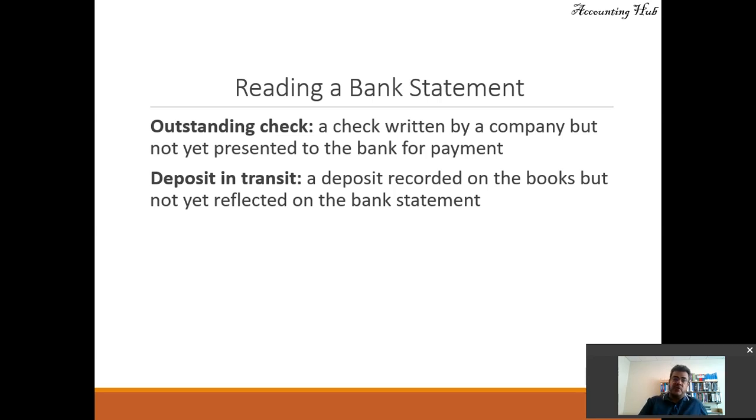So as I told you, deposit in transit is a little bit rare nowadays, but it may happen if we have some deposit on the last day of the month, and it will show only on the first day of the month. So we can have this deposit in transit. So we will increase our records, but it will not be shown in our bank statement.